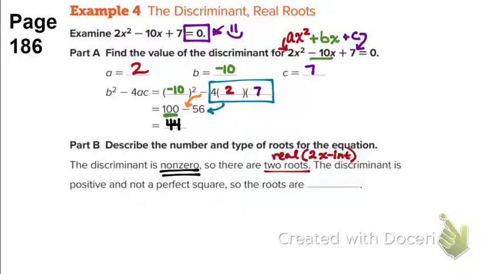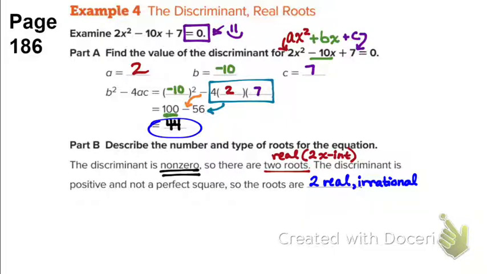Two real roots. The roots are going to be irrational. So two real irrational roots. They're irrational because when I do the square root of 44, that's not going to come out to be a whole number. That's not a perfect square like 49 or 36 is. I don't know a number that when I multiply it by itself, I get 44.